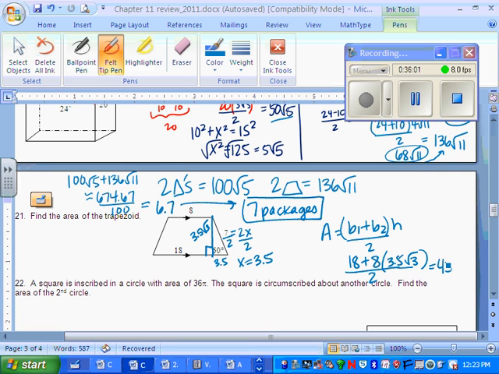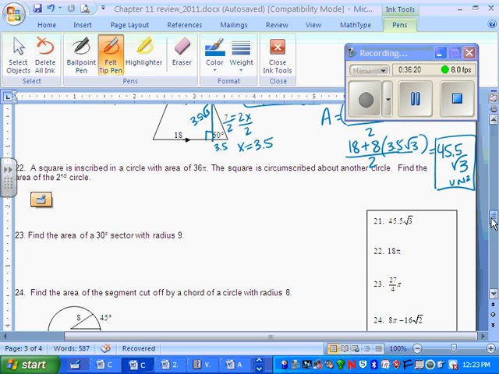Okay, that is 45.5 root 3, and that's units squared. You can also leave my answer as a fraction, 91 root 3 over 2, which is the same thing, just in fraction form.